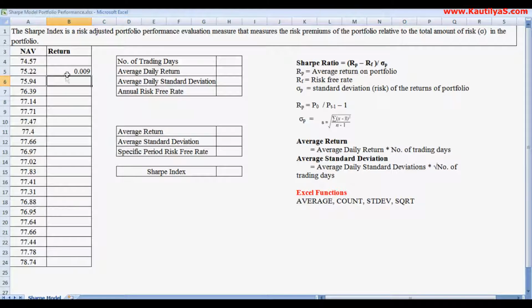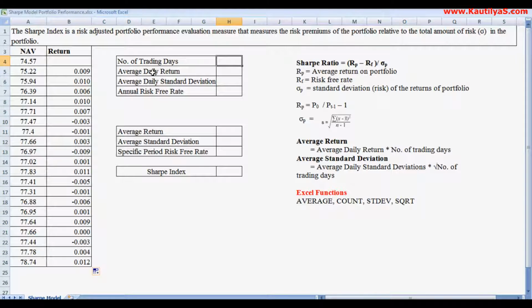So we have a value for daily return for the first day. Simply drag this down to get the values for all the days. So these are daily returns.